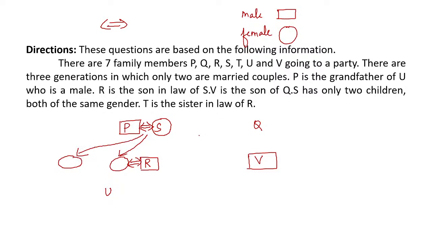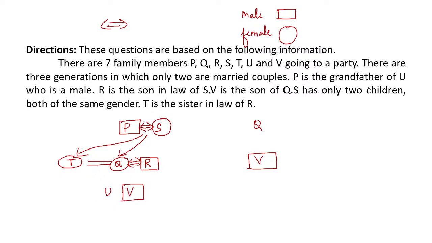T is the sister-in-law of R. Okay. So T can be this lady only because R's wife's sister, these 2 are sisters. R's wife's sister only can be called as sister-in-law. So I'm going to relate T and the wife of R. Okay. So now that we have only Q and V left out. So the only way to fill Q is here. Q and V. V is the son and we don't know about the gender of U. So let's put it like this only.